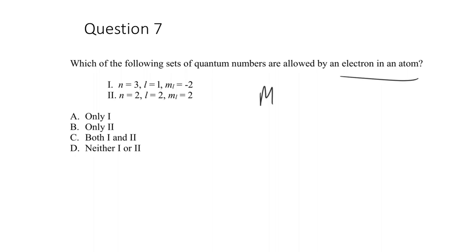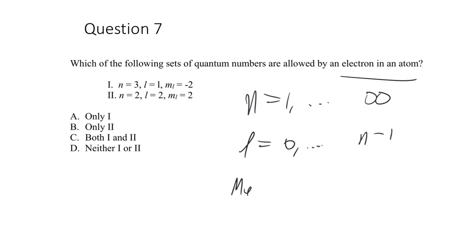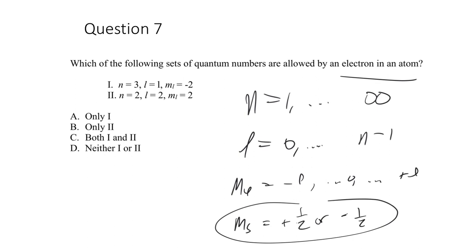And so it just goes, n starts with 1 up to, essentially, infinity. But practically speaking, for atoms, it's going to stop well below infinity. But the range of L is 0, all integers between, up to n minus 1. M sub L goes minus L through 0 all the way to plus L, all the integers between. And M sub S is the only fractional one, plus a half or minus 1/2. This is where we get 2 electrons per orbital.